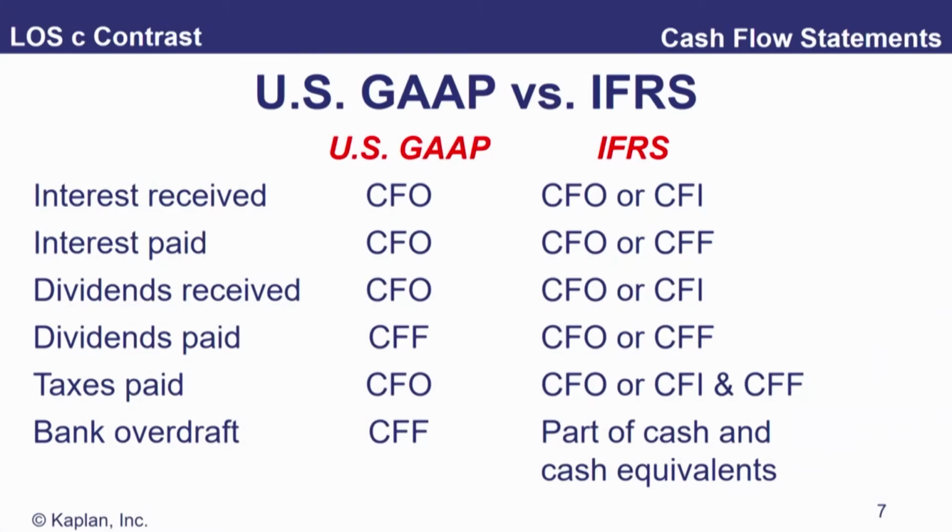Interest received. As we said earlier, receiving interest always goes through cash flow from operations under US GAAP. Under IFRS, it can go through CFO or CFI. What IFRS is saying here is, hang on a second, is receiving interest part of your core operations? If receiving interest is part of your core operations, hey, then treat it as a cash flow from operations. If it's not, if it's sundry to your core operations, it's secondary to your core operations, then let's treat it as a cash flow from investing.